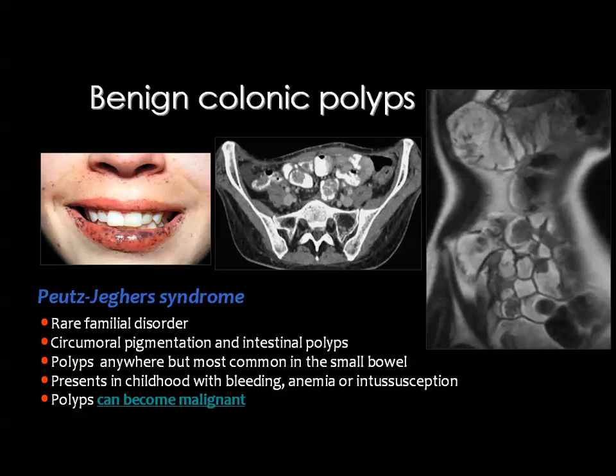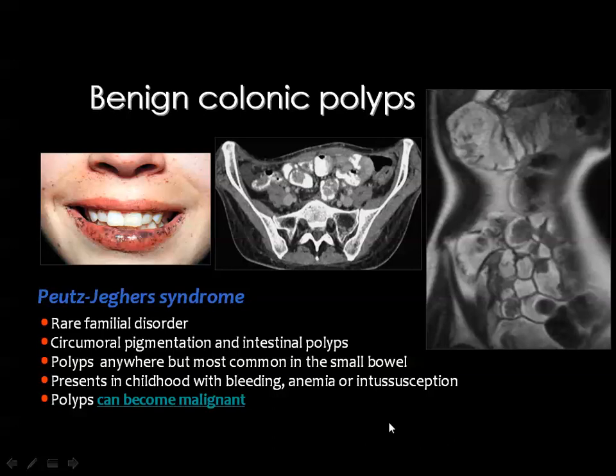Then you remember Peutz-Jeghers syndrome, which is a familial disorder entailing the presence of too many polyps along the gastrointestinal tract, commonly in the small bowel. And one of the diagnostic criteria is the presence of the classic circumoral and mucosal pigmentation, and also the pigmentation of the fingers and toes. Intestinal polyps are found anywhere, most commonly in the small bowel. This is a reconstructed image showing multiple small bowel polyps, and also seen in the axial CT image as well.